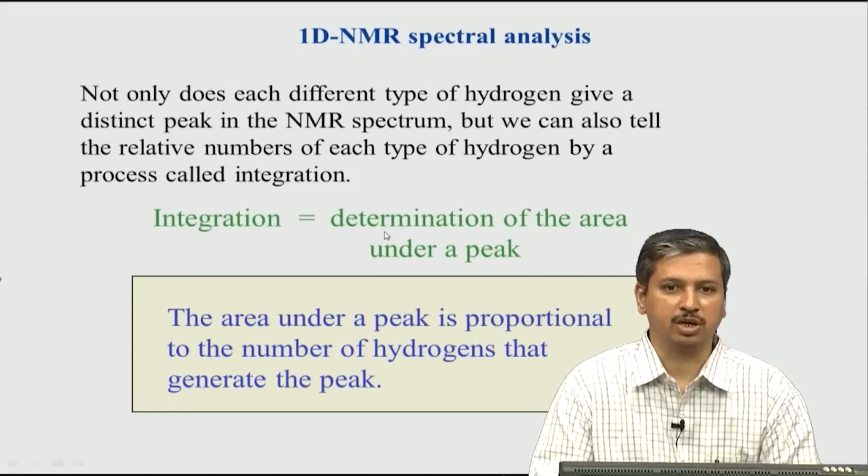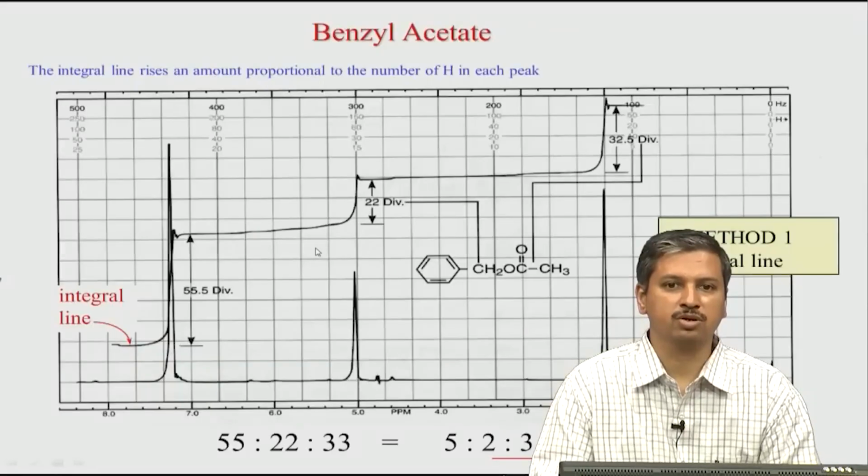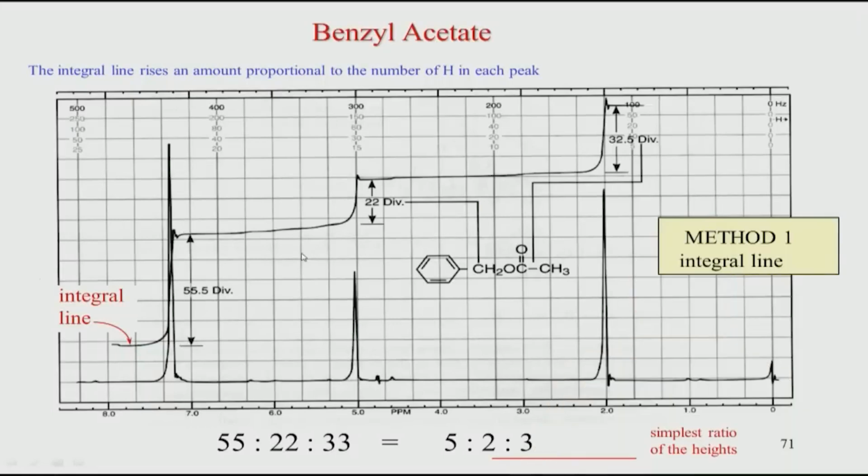So, the second point in the NMR spectrum which we saw is the area of the peak. The area determines the number of protons. The area under a peak is proportional to the number of hydrogens that generate the peak. This is what is called integration. So, we integrate a peak to determine the area under the peak. This is shown in this particular diagram.